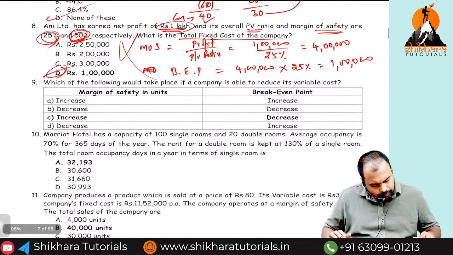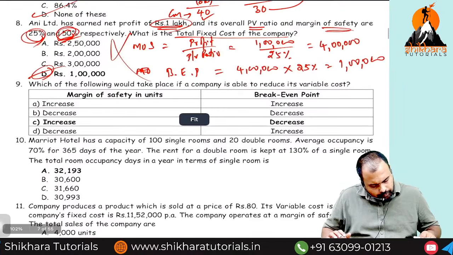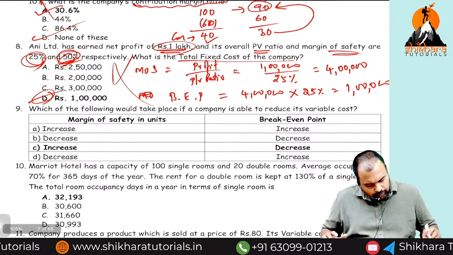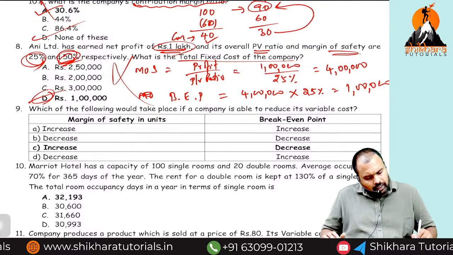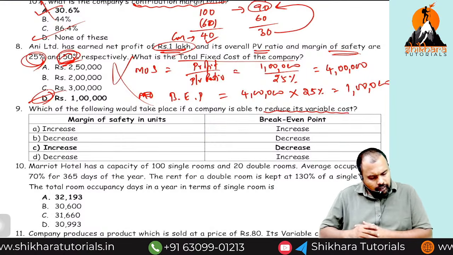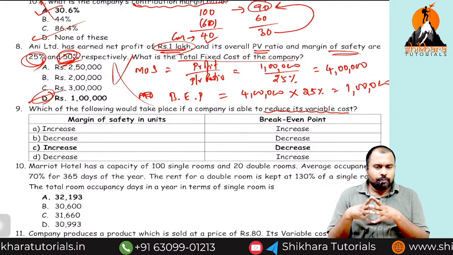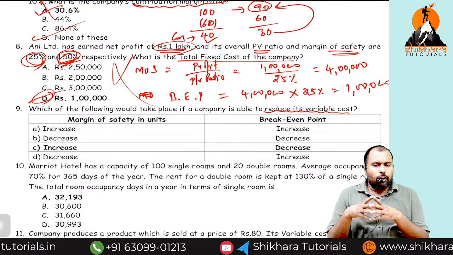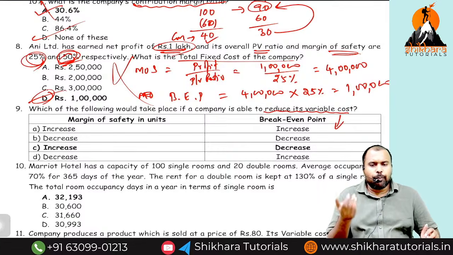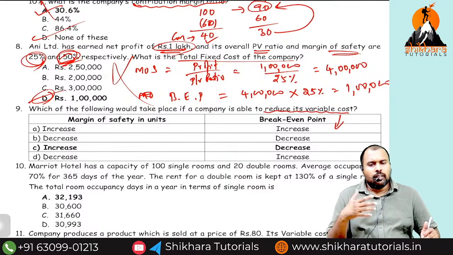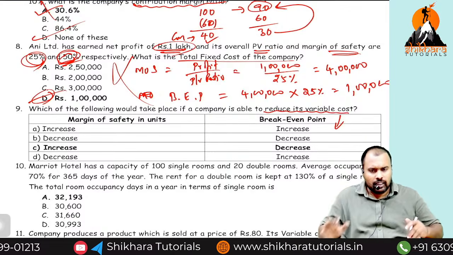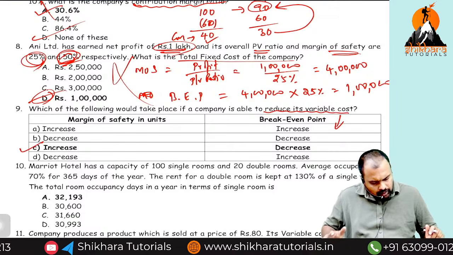Okay, next. Sir, which of the following would take place if the company is able to reduce its variable cost? If the company reduces variable cost, what happens to margin of safety? Obviously, if variable cost is decreasing, contribution is increasing, so that we can cover fixed cost faster, so the break-even point decreases. And if break-even point decreases, obviously margin of safety increases, because margin of safety is nothing but total sales minus break-even sales. So if break-even sales is decreasing, margin of safety has to increase. So C has to be the answer.